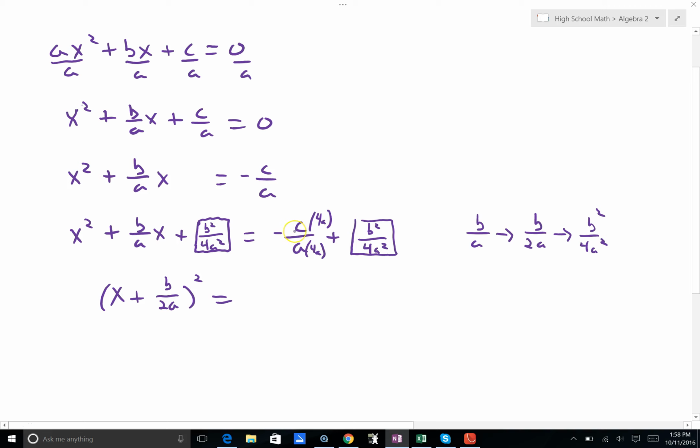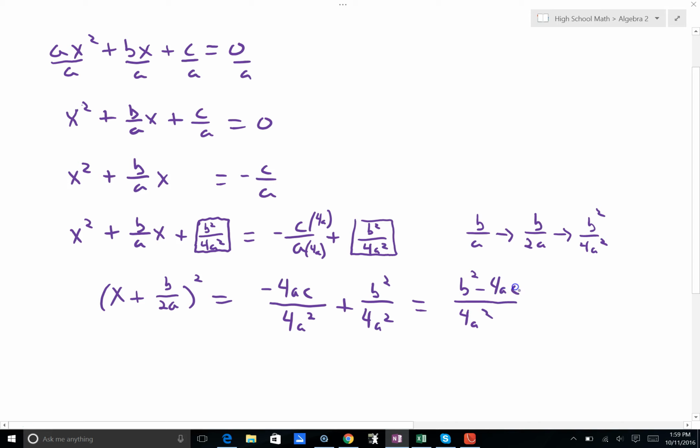All I'm doing here is finding a common denominator. So in the top, I have negative c times 4a. That's negative 4ac is another way to write that. In the bottom, I have 4 and 2a's, that's 4a squared. I did that so I could add these two fractions together. Since the denominators are common, I can now add these numerators. This is negative 4ac plus b squared. Said another way, it's b squared minus 4ac.